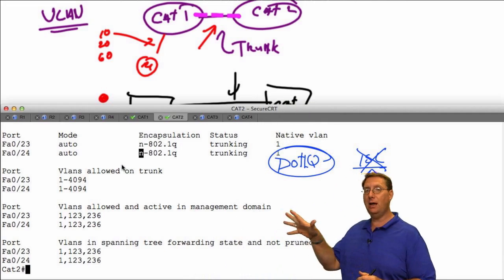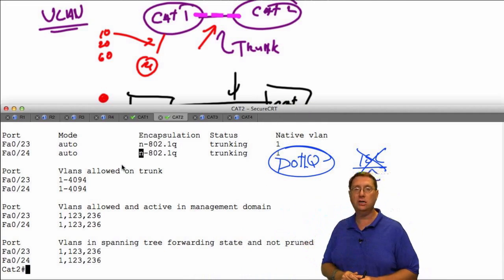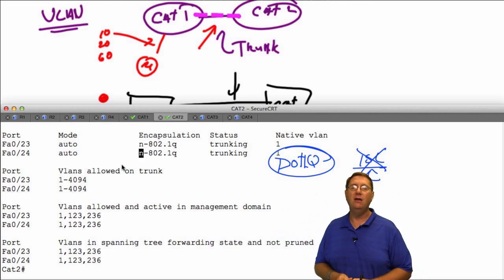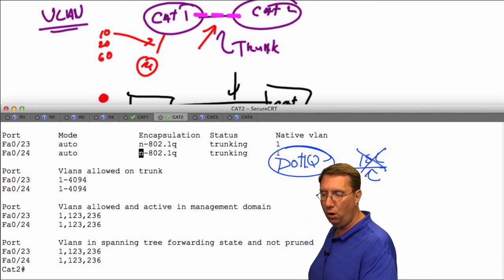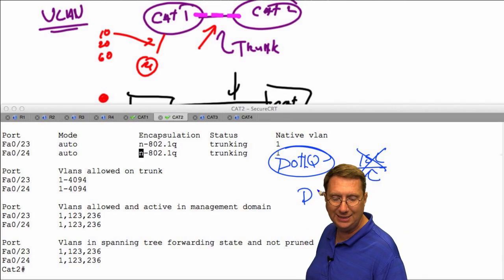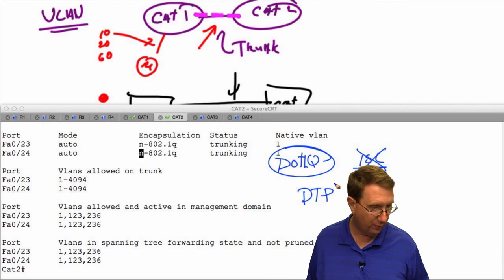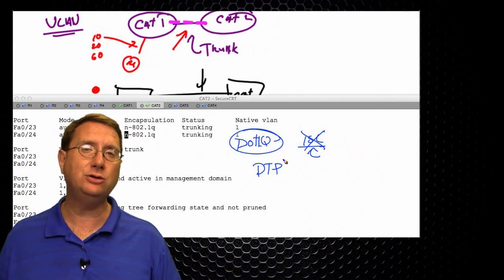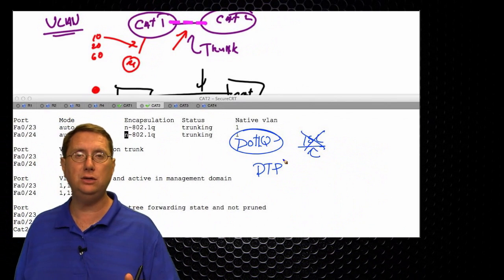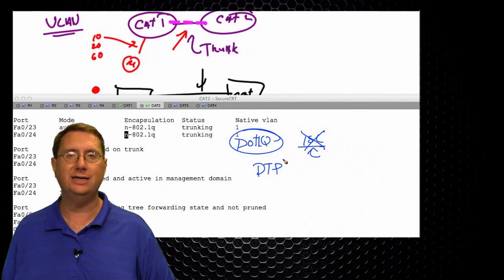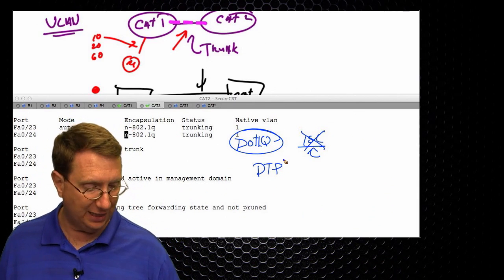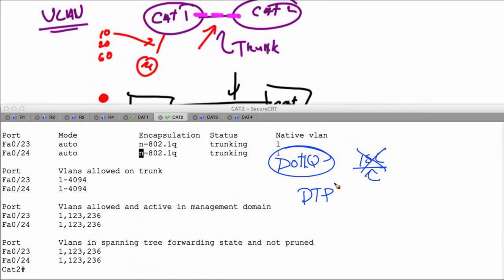So one side set up for .1Q via hard coding. This side is set up for .1Q via negotiation. This is going to be using a protocol referred to as DTP, Dynamic Trunking Protocol. Dynamic Trunking Protocol is a protocol that we can use to auto-negotiate these links. Now, if I were to go to this interface and remove DTP, what we would find is that it's going to cause a problem in the config.